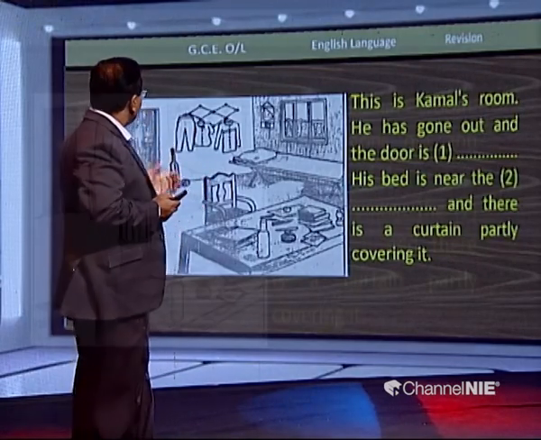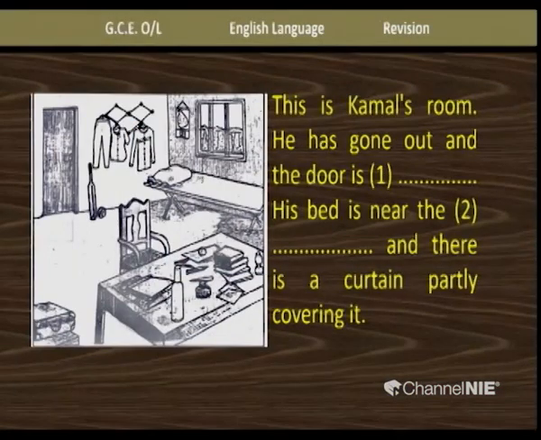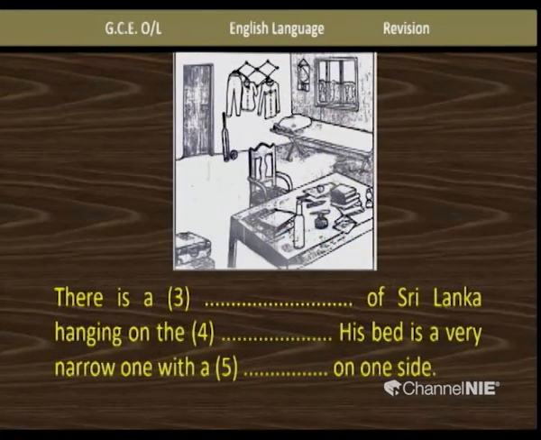Let us see, this is Kama's room. He has gone out and the door is, the suitable answer, closed. Number 2, his bed is near the blank and there is a curtain partly covering it. His bed is near the window. This is of course very easy even if we do not have the words given in the question. Third blank, there is a blank of Sri Lanka hanging on blank.